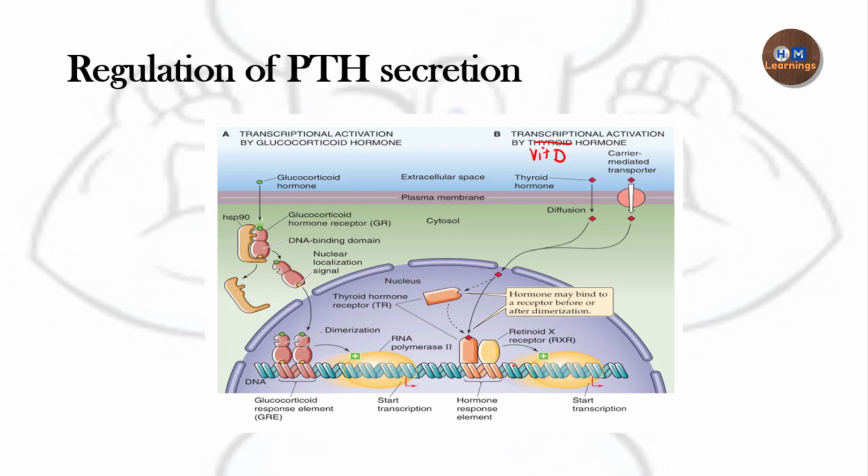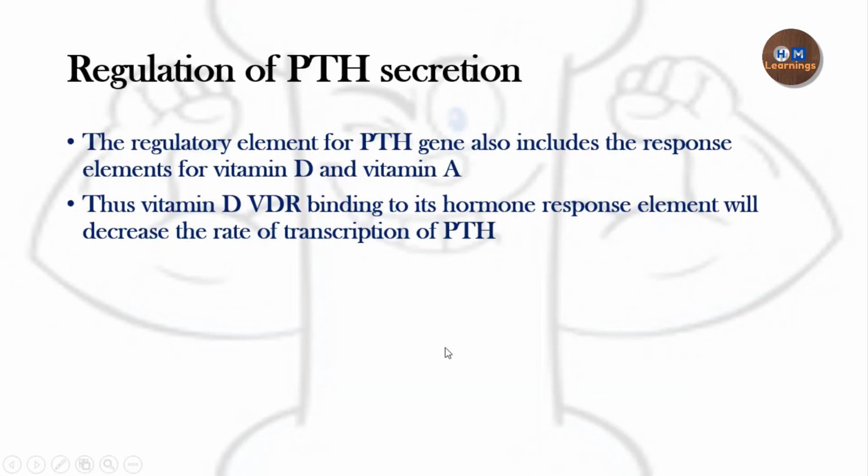So when a lot of vitamin D is present, vitamin D will come and bind to this hormone response element. This element will come to know that there is a lot of vitamin D, so the regulatory gene will get inhibited and there will be a decrease in the transcription rate. When there are low vitamin D levels, vitamin D will not come, it will not bind. This will cause the activation of the regulatory gene, and there will be an increase in the rate of transcription. Okay, so this is the same thing written in words.